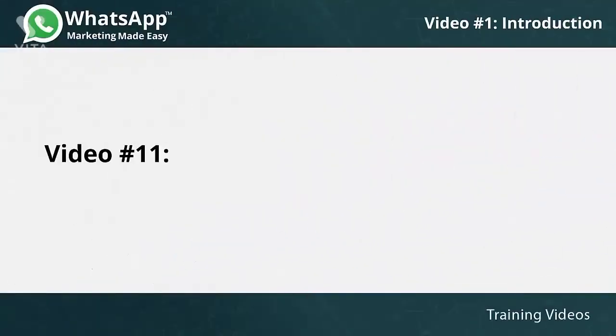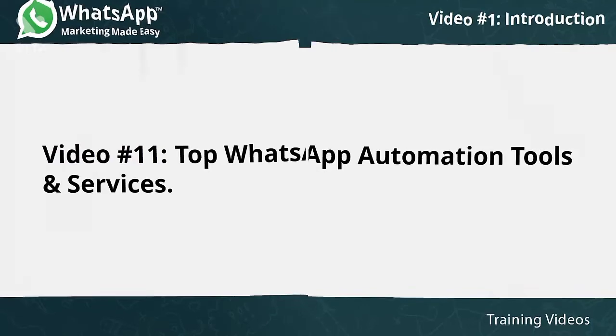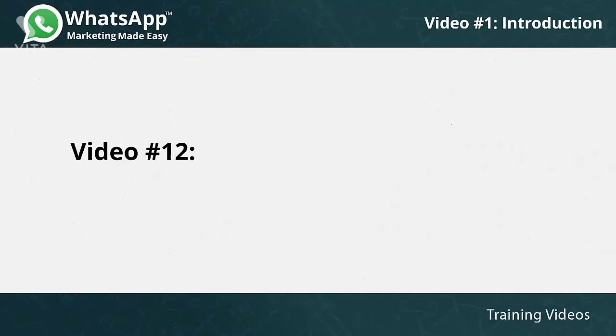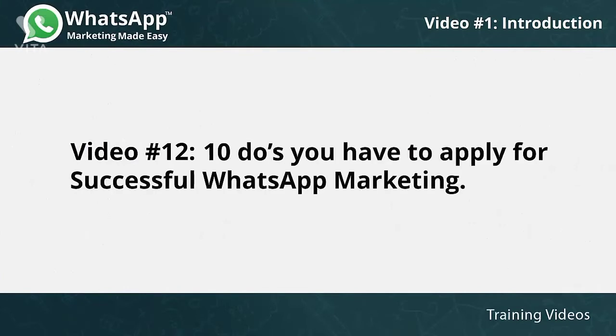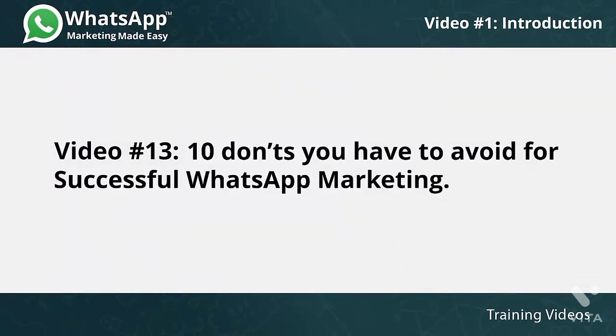In video number 11, you will learn the top WhatsApp automation tools and services that you can use for your business. These are several tools dedicated to giving you highly useful services for WhatsApp marketing, so you can get the most out of it. In video number 12, you will learn 10 do's you have to apply for successful WhatsApp marketing. These are specific things you should remember to use or practice so you can succeed. In video number 13, you will learn 10 don'ts you have to avoid for successful WhatsApp marketing. If you ignore these, be prepared to be disappointed.